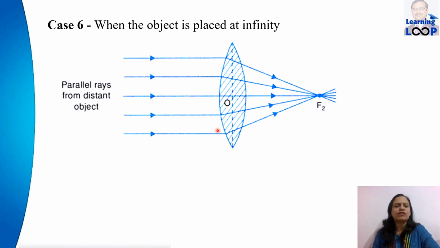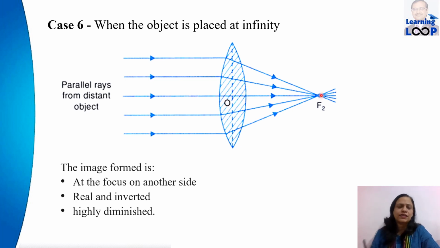So a parallel set of rays indicates that they are coming from somewhere very, very far off. And since it's a converging lens, all these rays will meet at the focus. So only the first rule is being used here. A parallel ray after refraction through the convex lens goes to the focus on the other side. So this is rule number 1, which is used here.